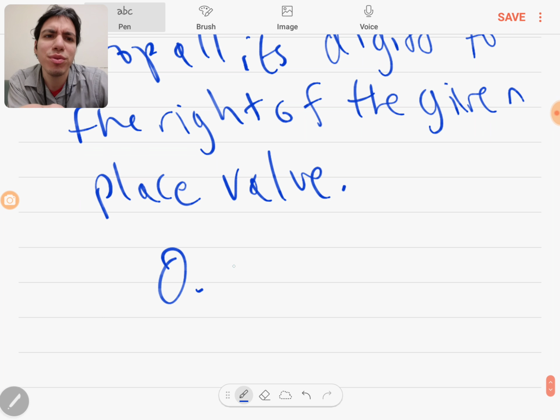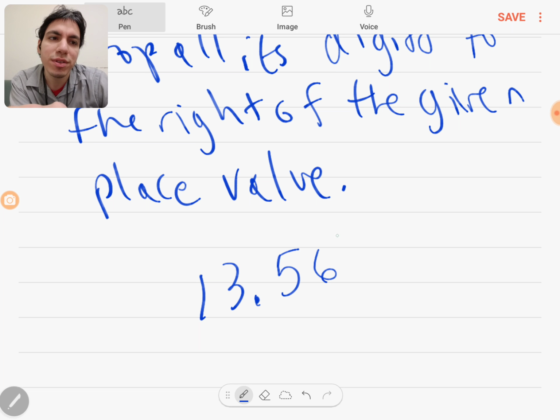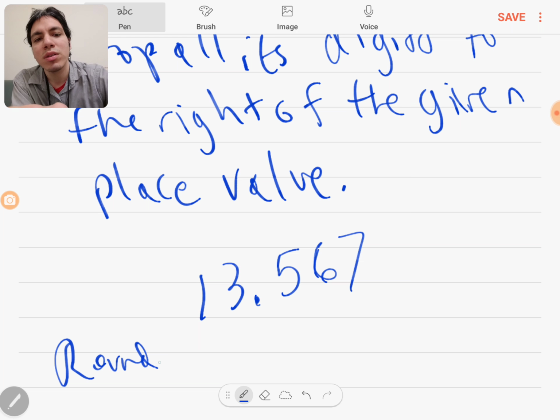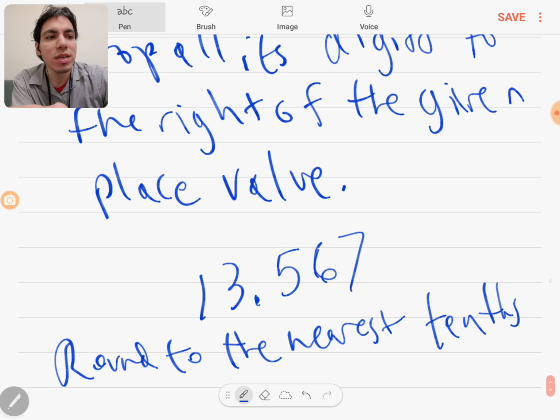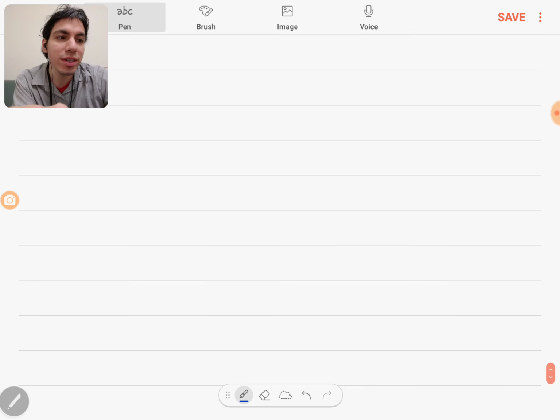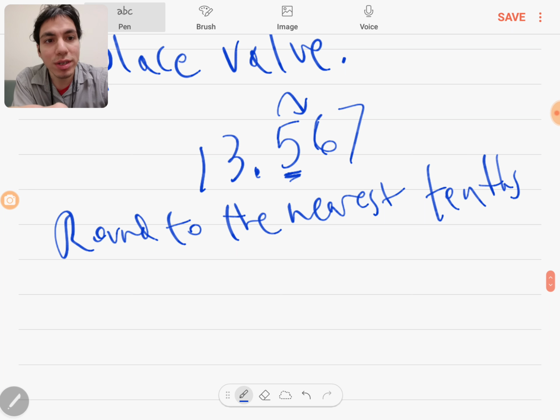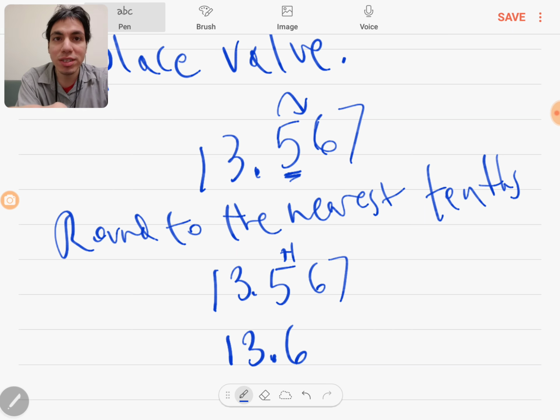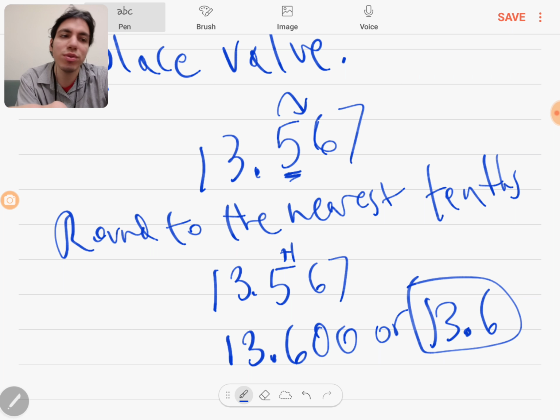Okay. Let's say I had 13.567 and I want to round to the nearest tenths. So I'm looking at this number here, the 5. When I look to my right, that number, if it's 5 or greater, then I add 1 to this 5 here. So it becomes 13.6, and the rest of the numbers are replaced by zeros, or if not, we just drop them. It becomes 13.6. So you can write 13.600, or you just put 13.6 as your answer.